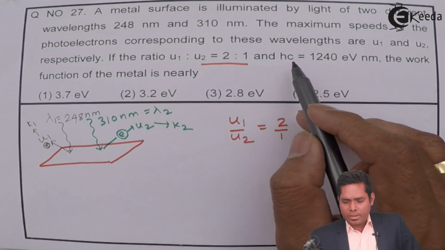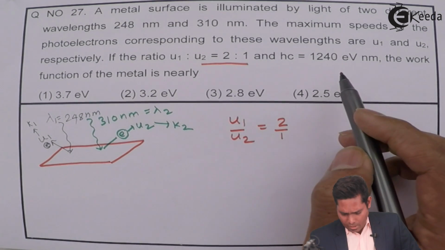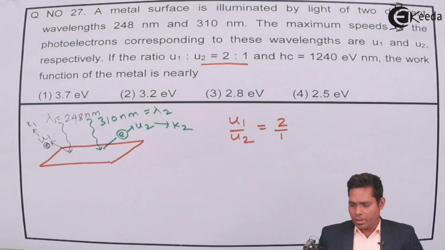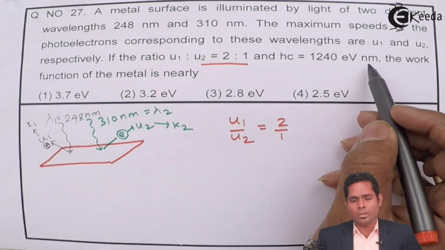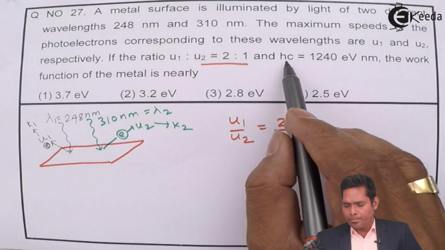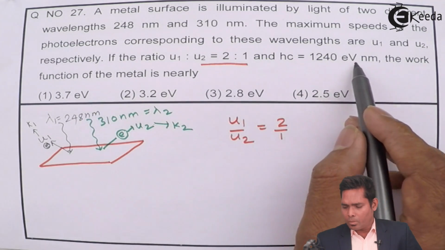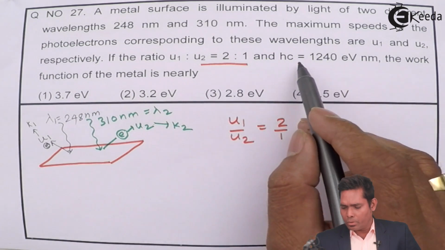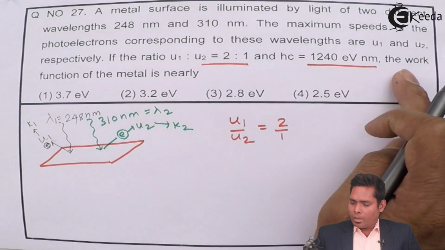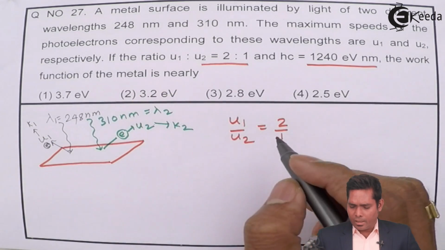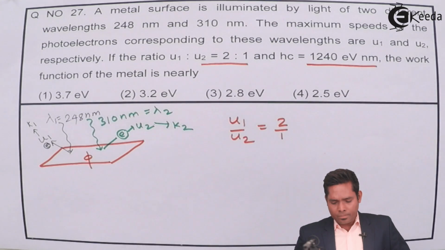The hc value is given as 1240 electron volt nanometer. This is given, so you have to use this value in place of hc. The work function of the metal is nearly, so let us say phi is the work function of the metal.